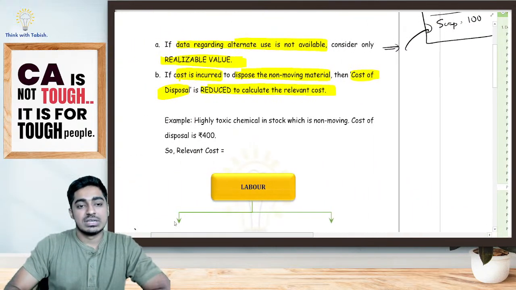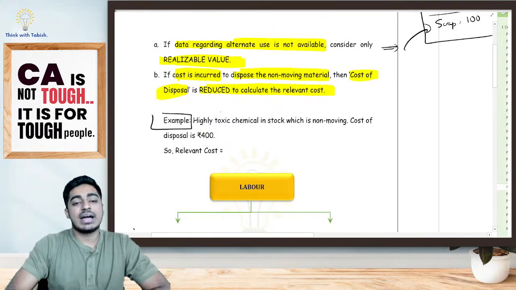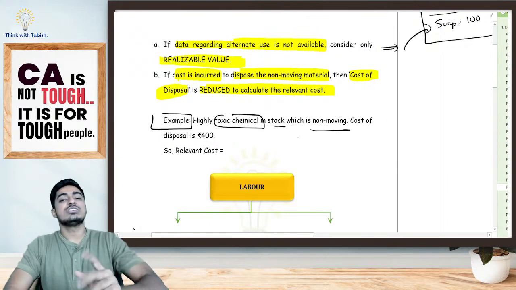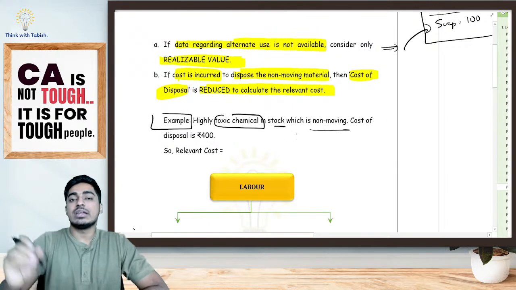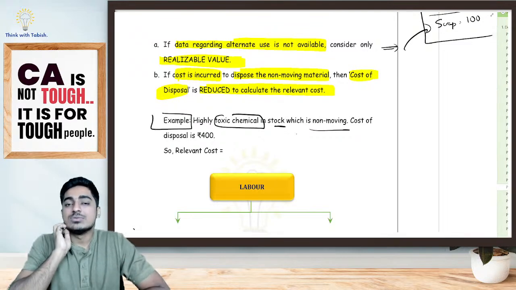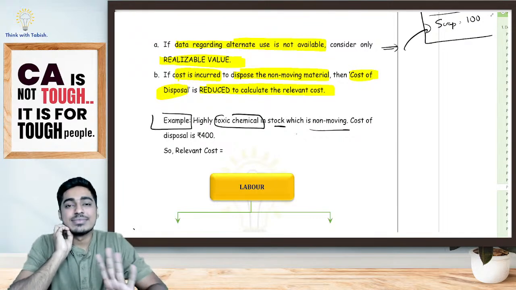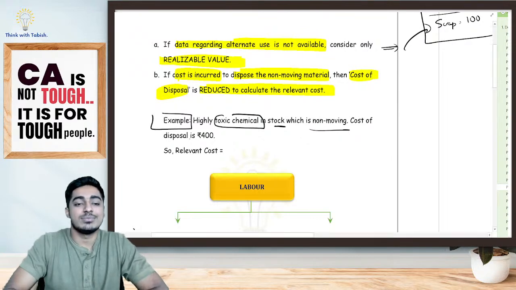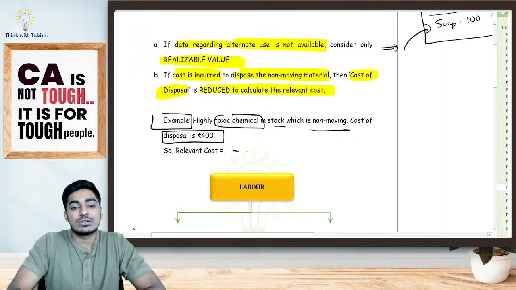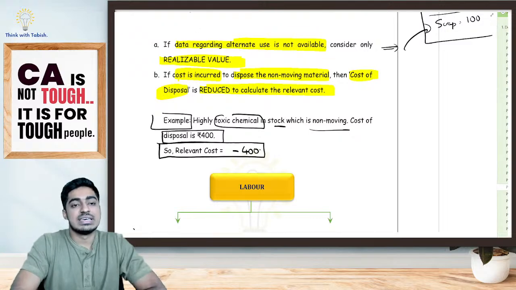Look at this, students. For example, I have a highly toxic chemical in my stock which is non-moving. I had purchased it, now it is not moving. I am planning to sell it off. I went to a scrap dealer and asked, will you take it off? He says, okay, we'll buy it. I ask how much you are giving me. He says, I am not giving you, you should give me 400 rupees to dispose of this. So what is my relevant cost, students? 400 rupees negative is my relevant cost.